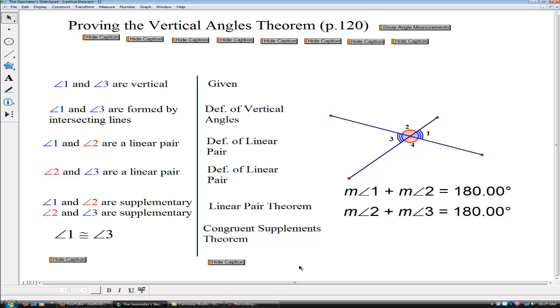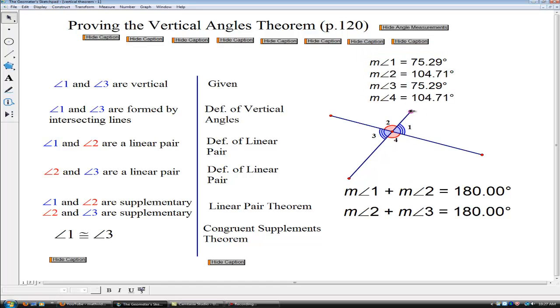And so here's our finished proof showing that angle 1 is indeed congruent to angle 3, and I can now show these angle measurements to help us get an extra piece of visual evidence. 1 and 3 are always congruent. We could have also done the same proof to prove that 2 and 4 are always congruent because they are also vertical.